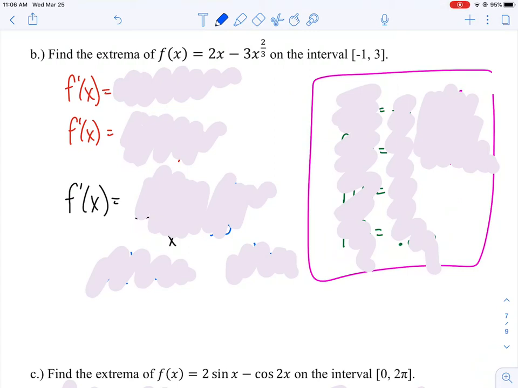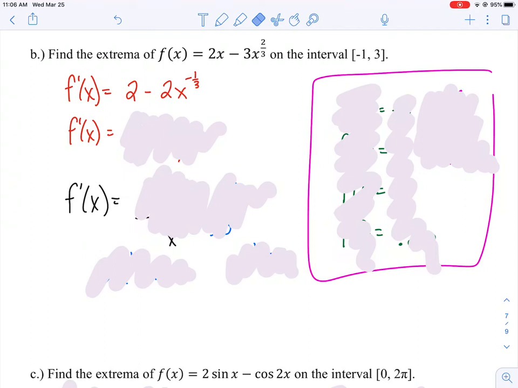So our new function is 2x minus 3x to the 2/3, and we're finding the absolute extrema on the interval from -1 to 3. So let's follow our steps. Let's find our critical numbers. Let's take those critical numbers and plug them into the original. But let's also test our endpoints in our original to see who our highest value is and our lowest value is, our absolute extrema.